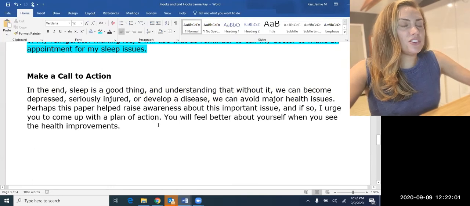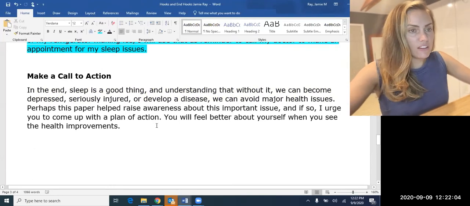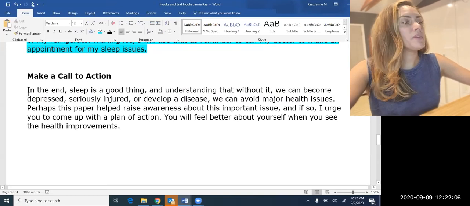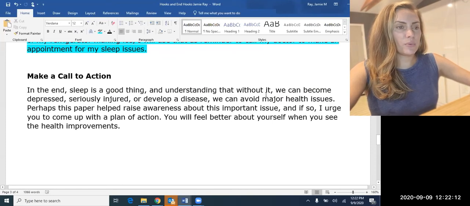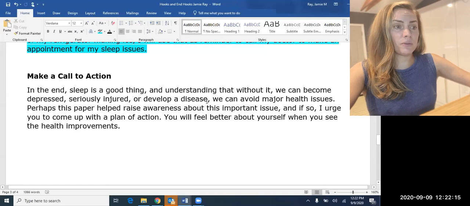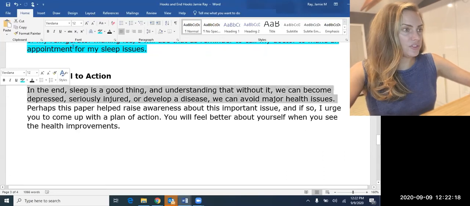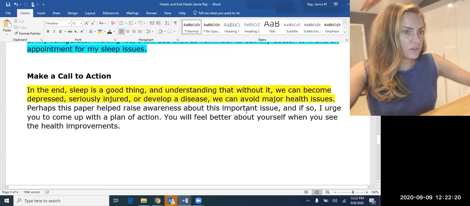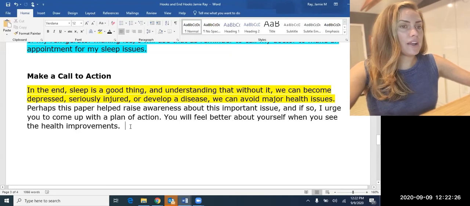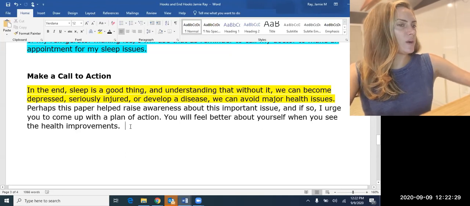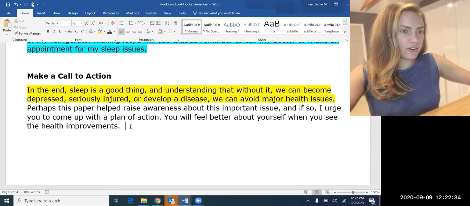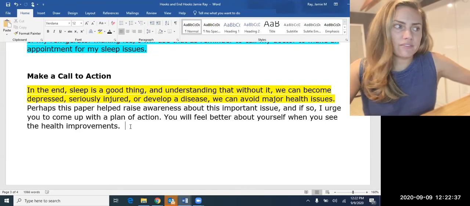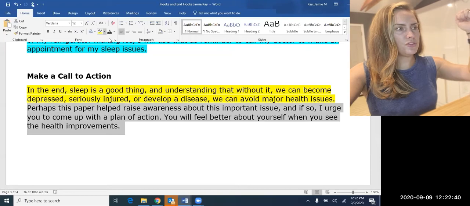Finally, another type of end hook is to make a call to action, or make a prediction or something. So, thesis first. In the end, sleep is a good thing, and understanding that without it, we can become depressed, seriously injured, or develop a disease, we can avoid major health issues. Okay, and then here I have my end hook. Perhaps this paper helped raise awareness about this important issue, and if so, I urge you to come up with a plan of action. You will feel better about yourself when you see the health improvements, right? I'm just giving a call to action. Why don't you do something about it?